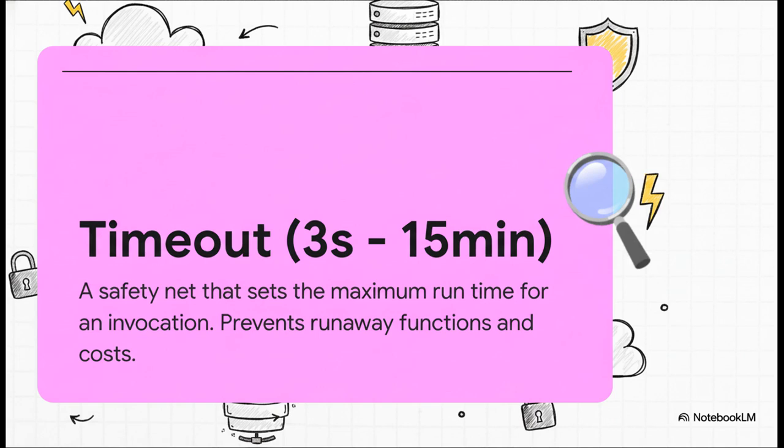Now, you really want to think of the timeout setting as your critical safety valve. It's the absolute maximum amount of time, anywhere from the default 3 seconds to a full 15 minutes, that your function is allowed to run for one invocation. Getting this right is so important for preventing functions from just running away and racking up unexpected costs, especially if you're calling some external API that might be slow.